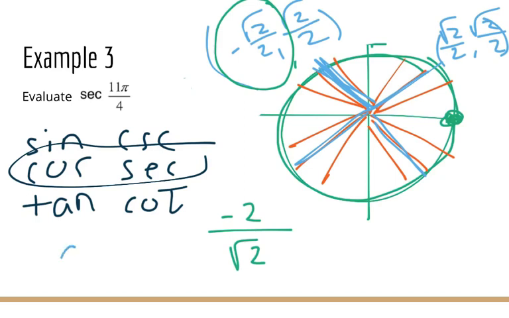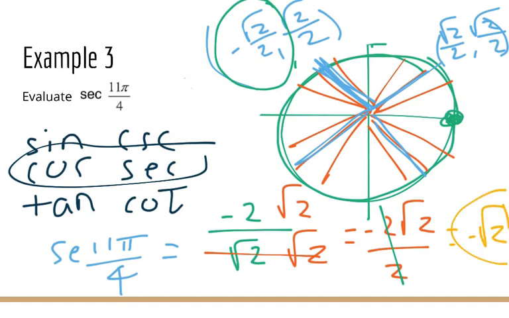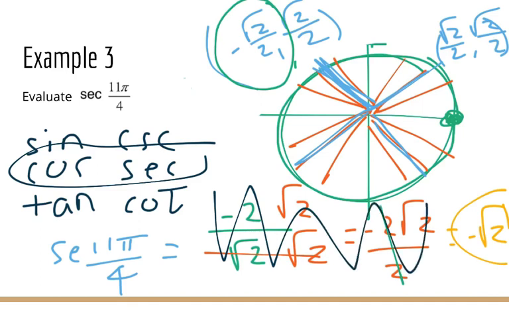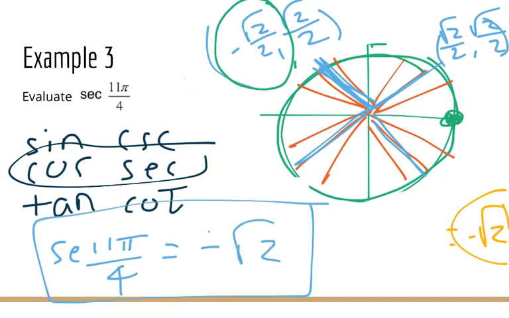That is my answer for secant of 11 pi over 4 equals that. But I do need to rationalize the denominator. When I rationalize the denominator, this part is just 2, and the top is negative 2 over root 2. The other cool thing is that those 2's will cancel, so my answer is really just negative square root 2. So now I can erase all this middle stuff and just say my answer for secant of 11 pi over 4 is equal to negative root 2. And you're done.